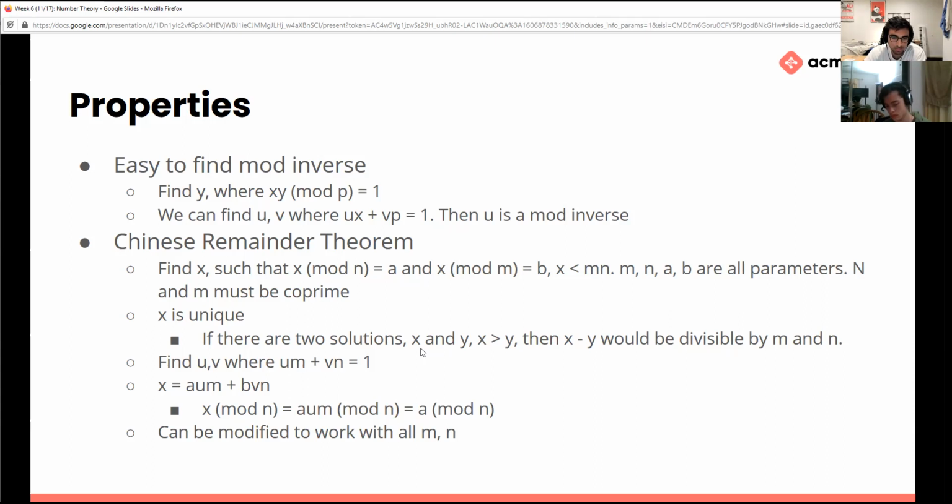So that would be an example of how the Chinese remainder theorem works. And it's pretty simple in this case where m and n are co-prime. If you look online, you'll find examples where the Chinese remainder theorem extends to an arbitrary number of moduli. You could be given a series of numbers, like 10 constraints, and you just have to find an x that satisfies all those 10 constraints.